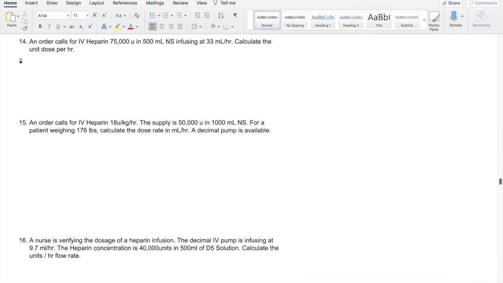Let's jump into another problem. So number 14 says an order calls for an IV heparin 75,000 units in 500 milliliters, infusing at 33 milliliters per hour. Calculate the units per hour, right? So we're starting off with units over hours. So here it's going to be different. We're going to put the units over the 500 milliliters.